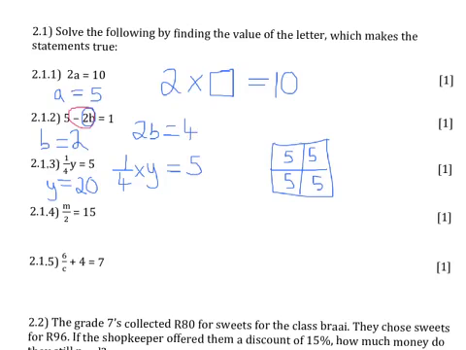Then the next one, something divided by 2 is equal to 15. That one, inspection is pretty straightforward. Half of 30 is 15, so that must mean that m is equal to 30.